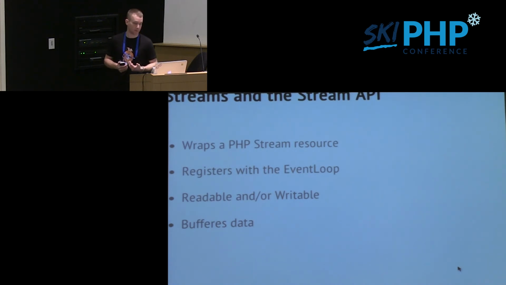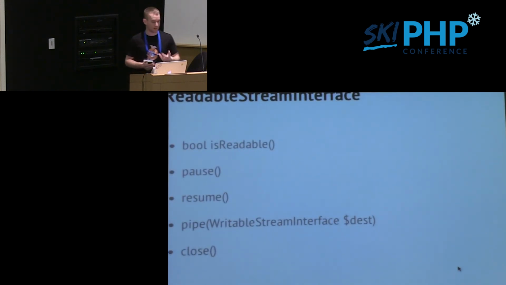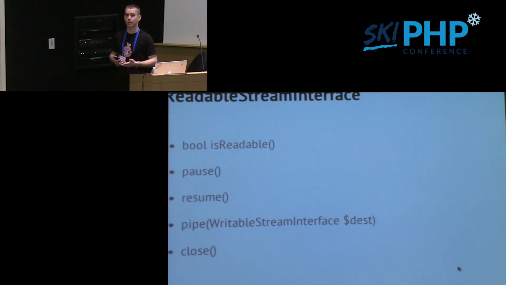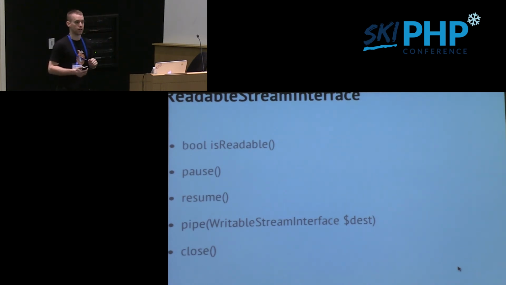This API just makes manipulating connections easier. The readable has a few methods. If the stream is readable yet, you can pause the stream to not receive any more data. Resume it if it was paused. And you can pipe to a writable stream. So that would say all incoming data, redirect to an output.